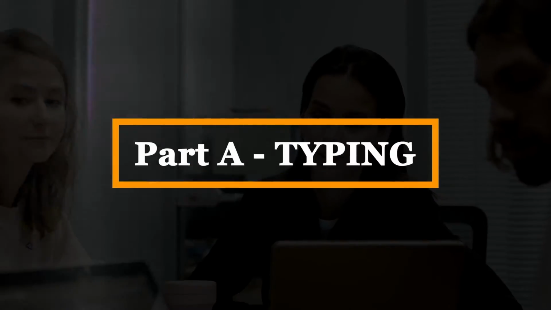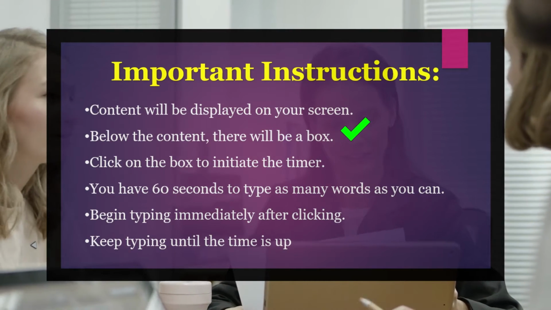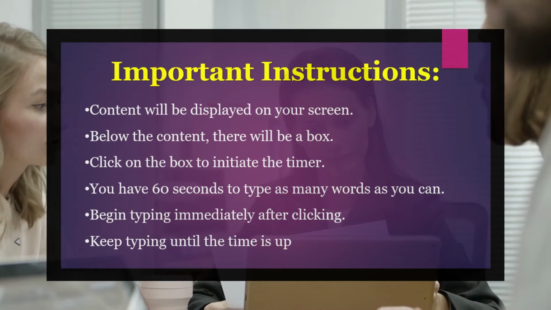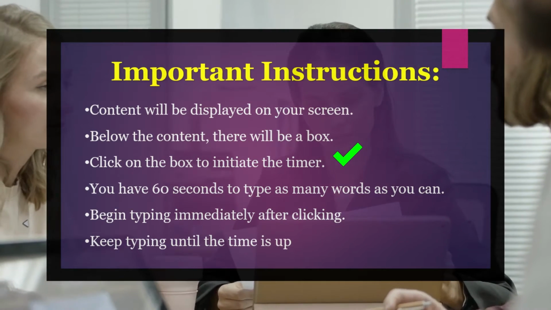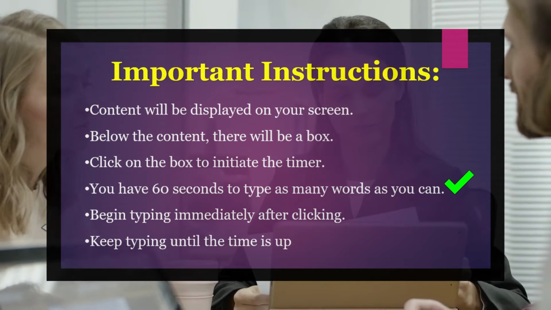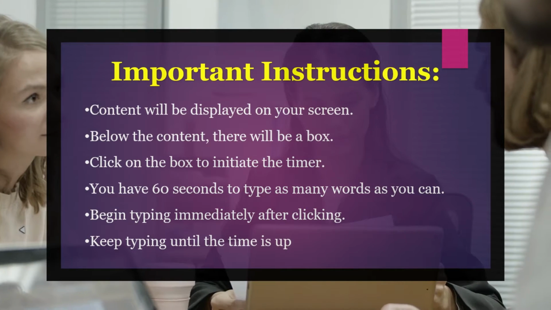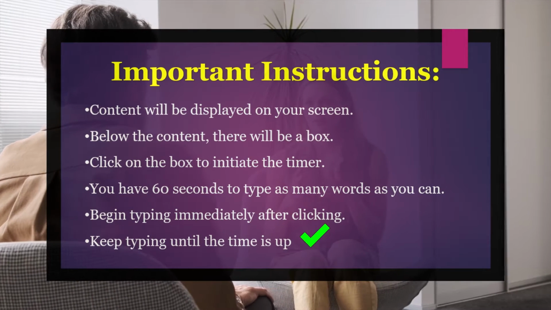Now let's move on to our first section, which is typing. As the name suggests, this section will measure your typing speed. You will see some content on your screen, and just below that, you will see a box. You have to type the same content in that box. The moment you click on the box and type the first word, your 1-minute timer will start. And within these 60 seconds, you will have to type as many words as you can. The idea should be to keep typing until the time is up. Your work will be saved automatically.